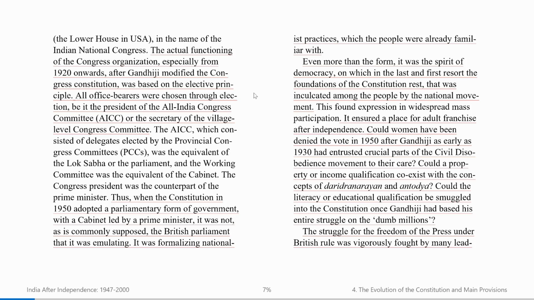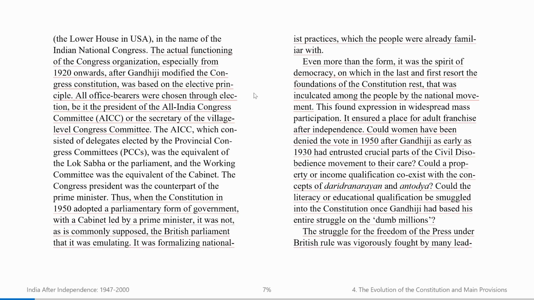On the other hand, should we have property and income qualifications, which existed even in the 1935 elections? In the 1935 elections, only 15% of the population voted. Before that, after the 1919 amendments, only 3% of the people voted. Now, could a property or income qualification coexist with the concept of Daridra Narayan and Antyodaya, which is the upliftment of the poor?